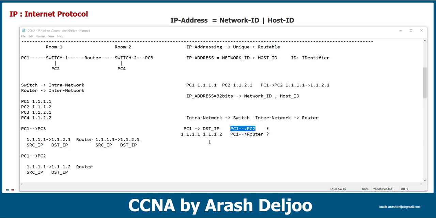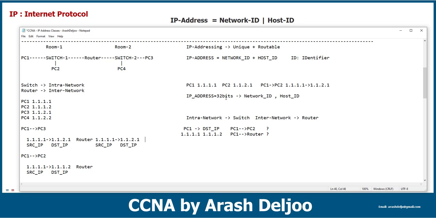Because of that, it is very important for PC1 to understand the network ID of an IP address. After that, it can compare the network ID of its own IP address with the network ID of the destination IP address. If these two network IDs are the same, the traffic can be forwarded directly from PC1 to PC2, and if the network IDs are different, the traffic is forwarded to the router for forwarding.